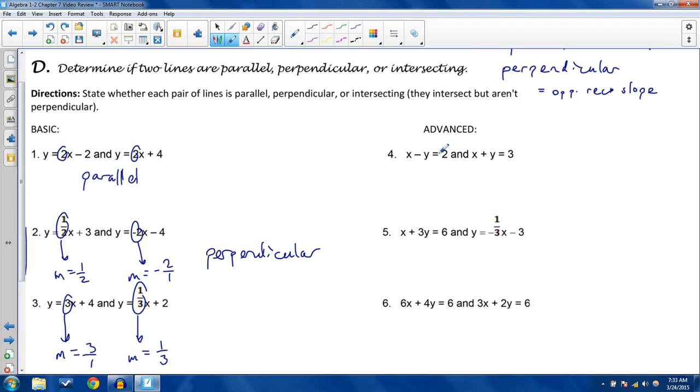Okay, advanced. See, that's why I did those. There's no proficient. Here's why it's more advanced. They don't have it in slope-intercept form yet, and it's really good. If you get it in slope-intercept form, then you know exactly where your slope is.